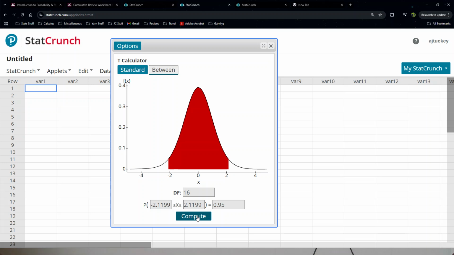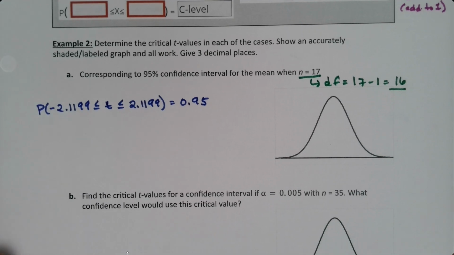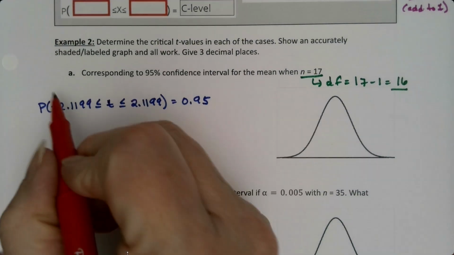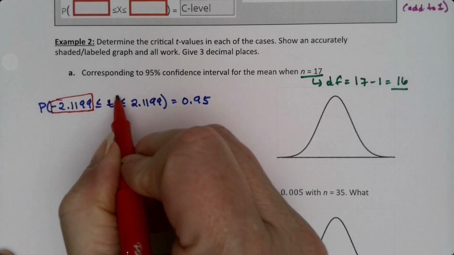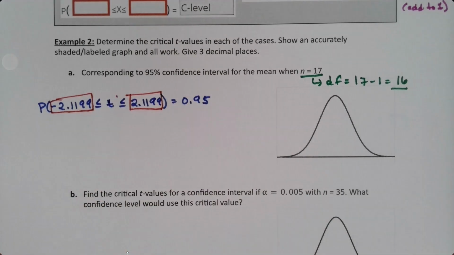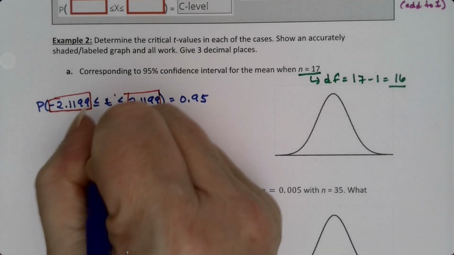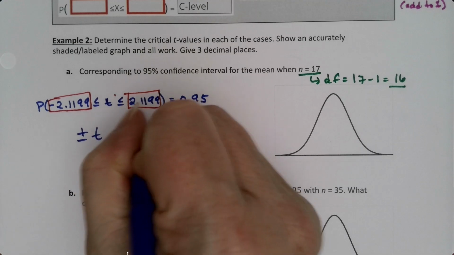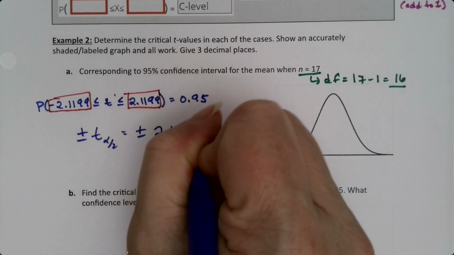Let me write this line down. The probability that negative 2.1199 is less than or equal to t, I know they're saying x, which is less than or equal to 2.1199, equals 0.95. So the values that we were looking for are plus and minus 2.1199. You can write them like this. This is really the work that you use to find them, but it's much more common for us to write plus or minus t is plus or minus 2.1199.